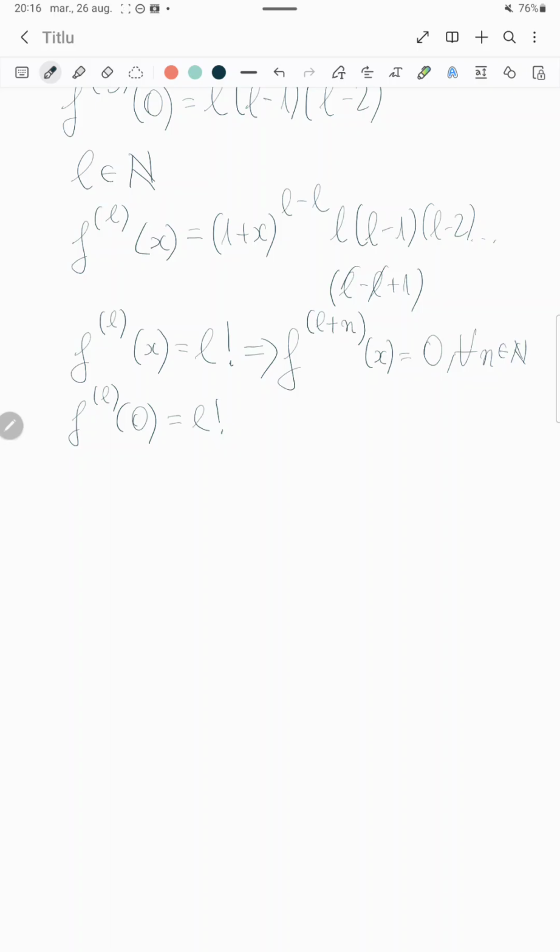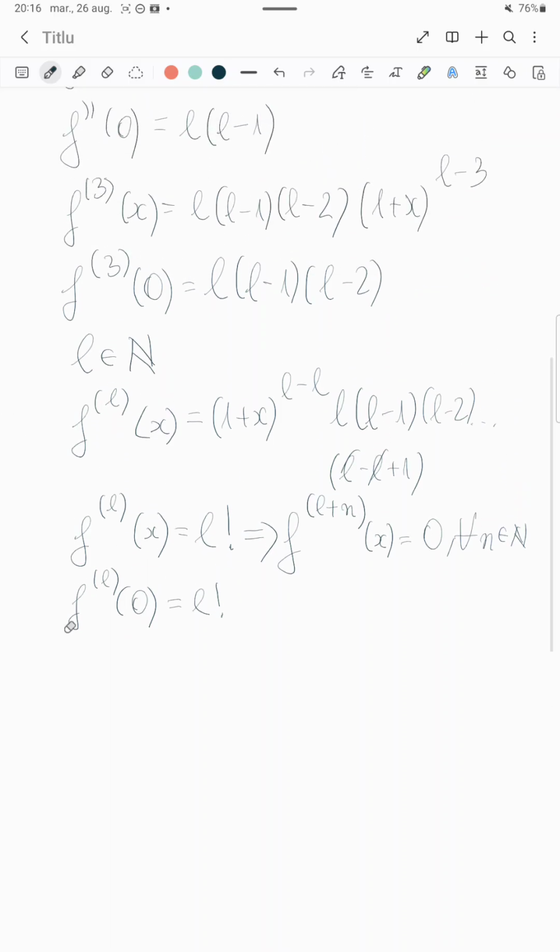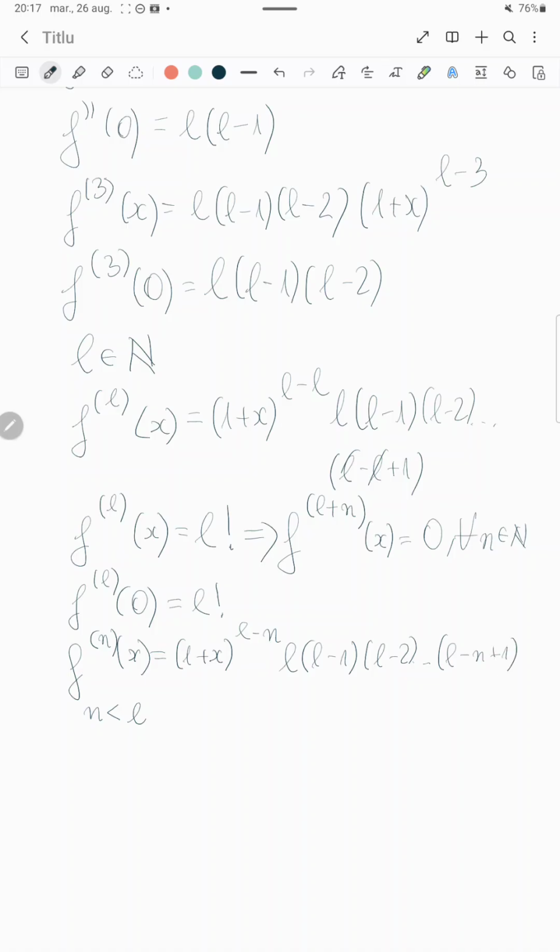But it's pretty straightforward to observe something. First off, one can easily calculate that the nth derivative of f of x, where we take n smaller than L, is going to be 1 plus x to the power of L minus n times L times L minus 1 times L minus 2 times dot dot dot times L minus n plus 1. Okay?